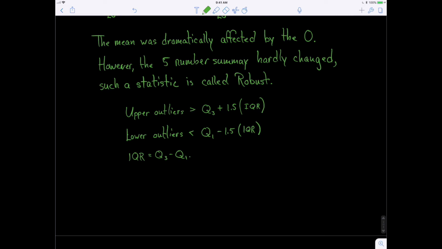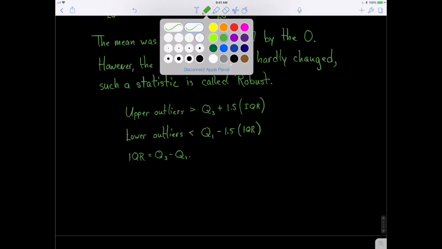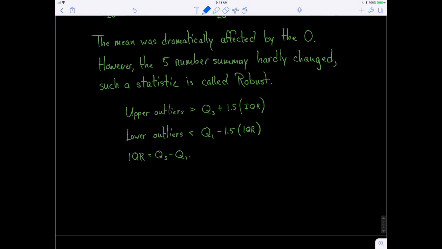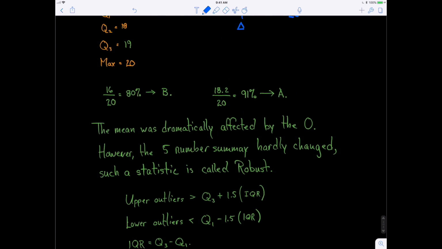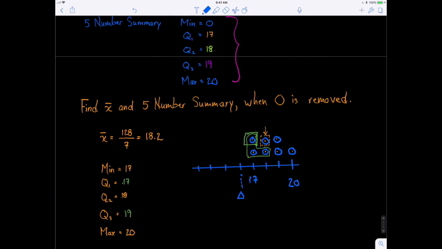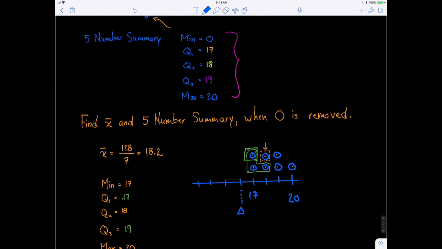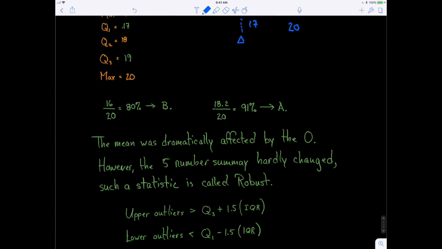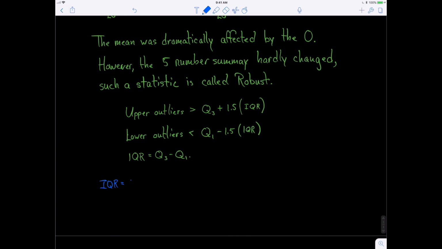So here we go. Let's try this now for our actual data set. So go back to our blue, and I'm going to start with my IQR because I actually need that one first. So if we look back up above, for the original data set, our Q3 was 19 and Q1 was 17. So we're going to go 19 minus 17, so that's 2.